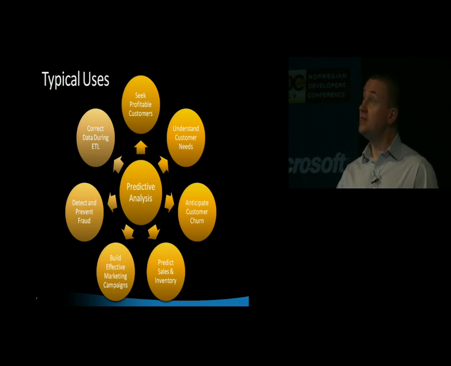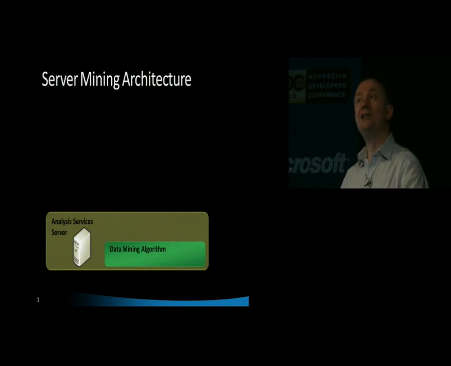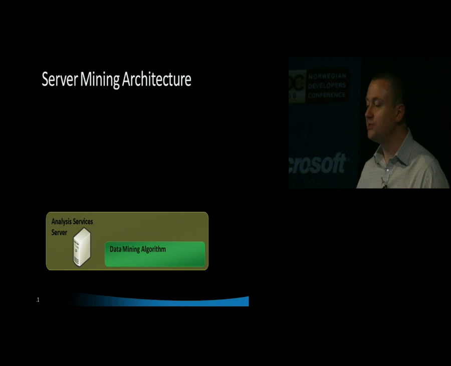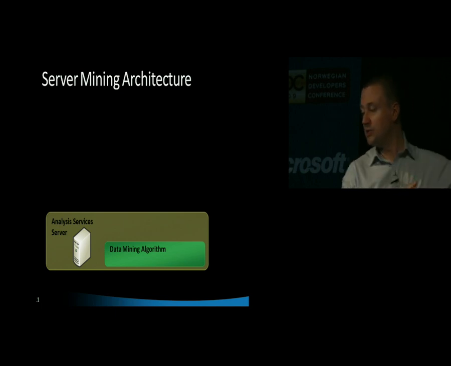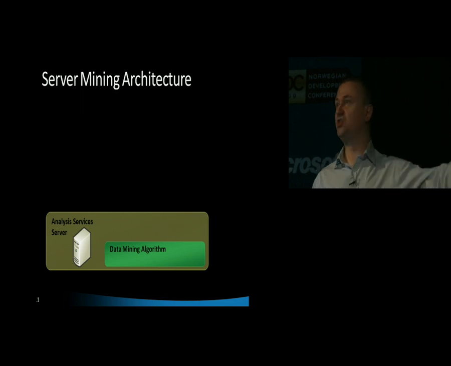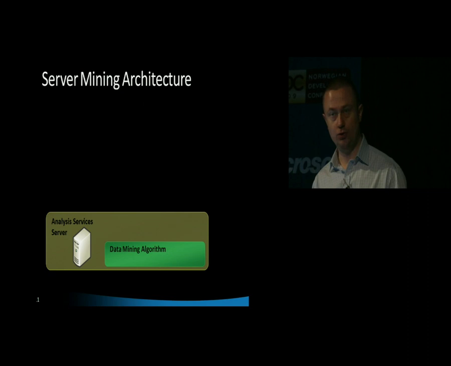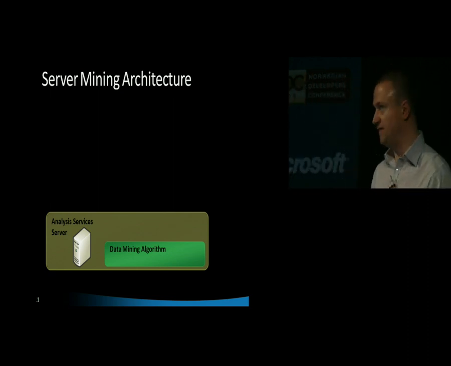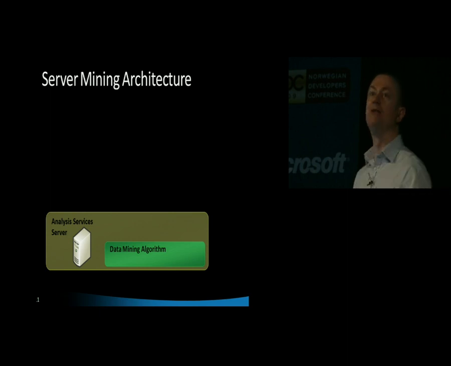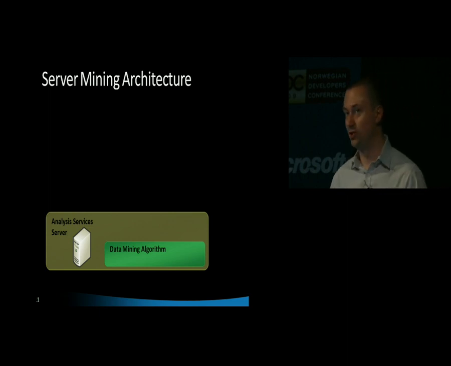Okay, so you've seen the uses. Let's talk a little bit about the architecture. What do you do, where and when? Well, first of all, you need a SQL Server Analysis Services installation somewhere. The server is there, wherever, we don't care. On it, it comes by default with 9 Microsoft predefined data mining algorithms. Amazingly, you will see about 5 of them in the rest of this presentation.